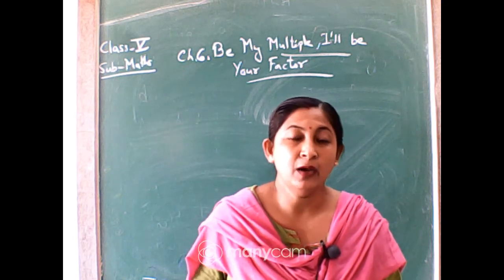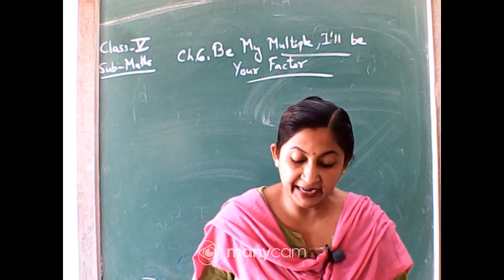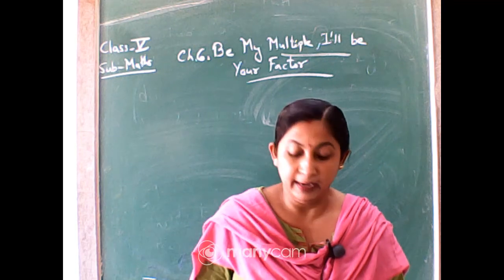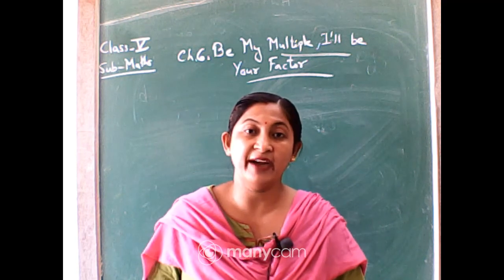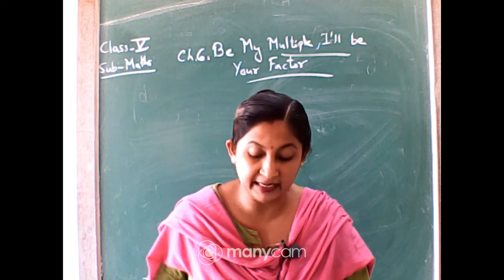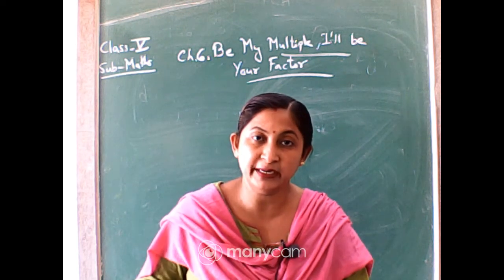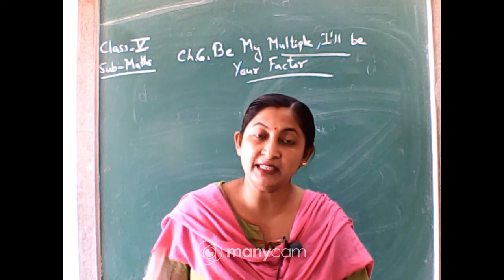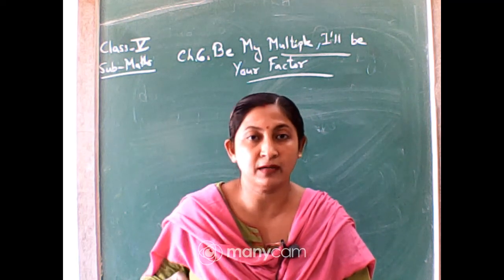Now 18, one factor of 18 is 9 into 2, 9 into 2 is 18. Now 9 again is divided into 3 into 3. So we have got 3 prime numbers, that is 3, 3 and 2, isn't it? When you multiply this, 3 into 3 is 9 and 9 into 2 is 18. That means you are getting the original number, that is 18.